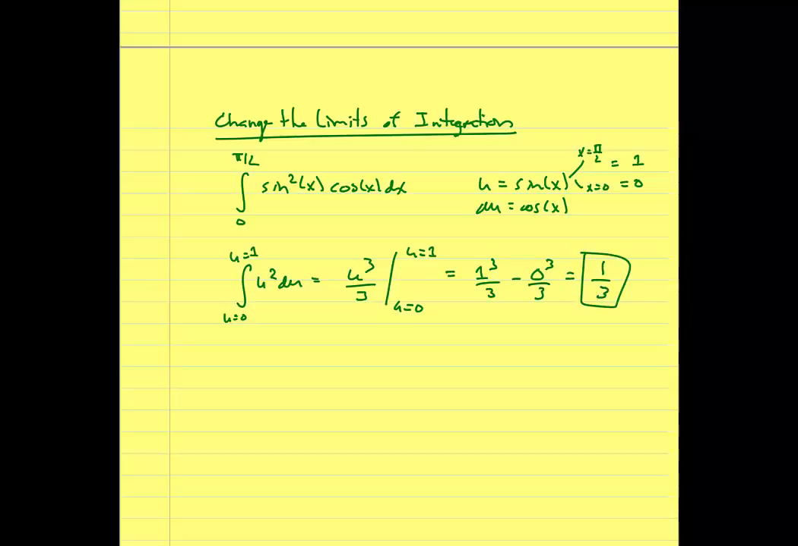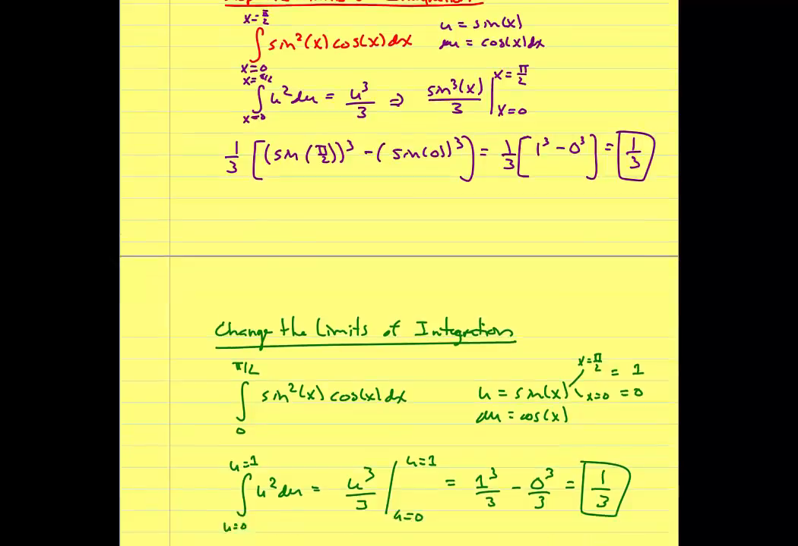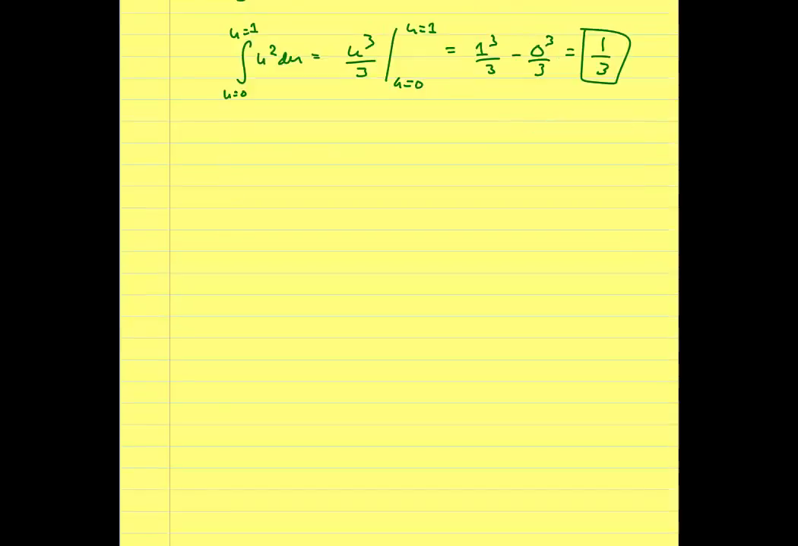So you get the same thing either way, whether you drop the limits of integration, switch back to x, and then plug them back in, or if you change your limits of integration right away up here in your step where you do your U-substitution. And it simply doesn't matter which choice you do. Just make sure that you show all of your work so that you can receive all the credit possible.